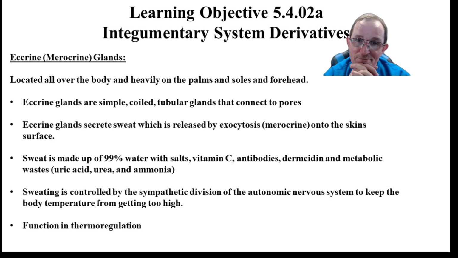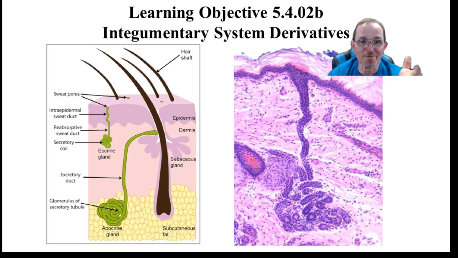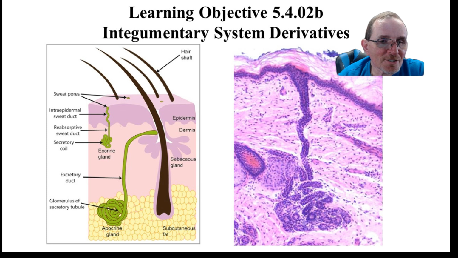Now, it is true that if you get frightened, you will also sweat. That's because the sympathetic system is activated by things, the fight or flight. So in addition to just strictly temperature regulation, it will sometimes go off for emotional reasons. There's the eccrine sweat glands. You can see they're coiled, they go straight up and they end at the pore, and you can see a photomicrograph of that right there.